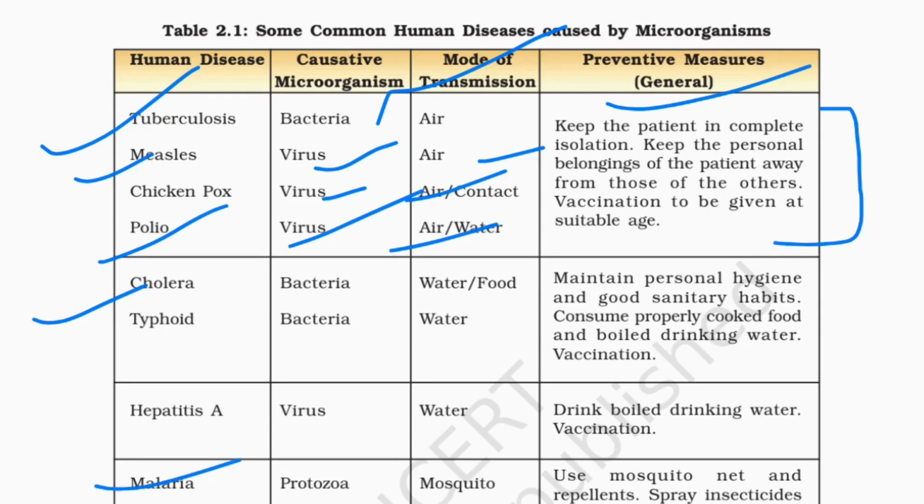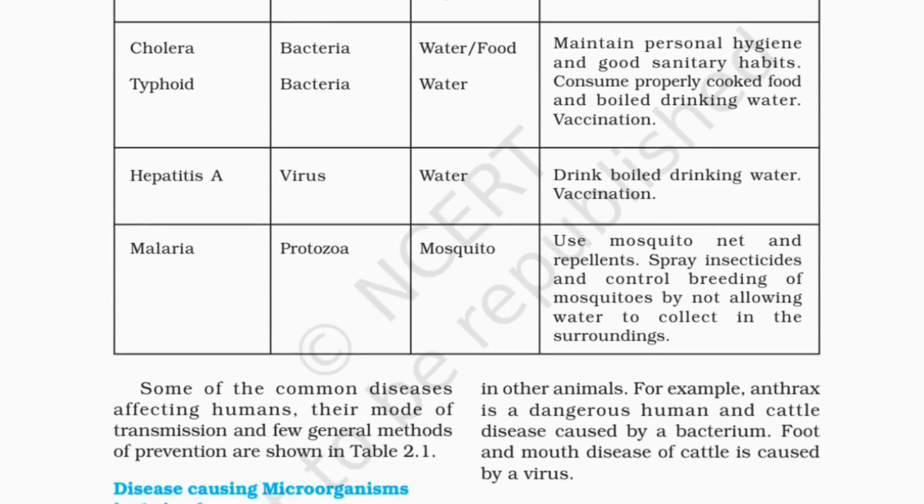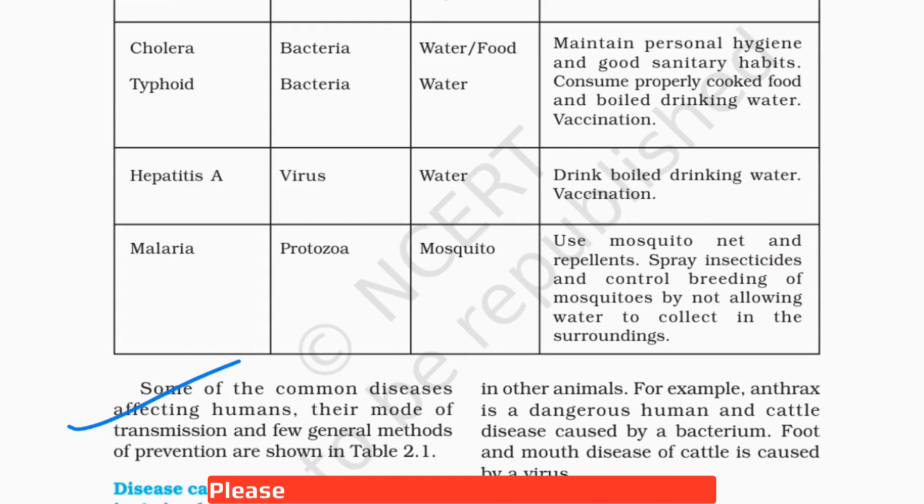Human disease, malaria, causative microorganism protozoa, mode of transmission mosquito. Preventive measures: use mosquito nets and repellents. Spray insecticides and control breeding of mosquitoes by not allowing water to collect in the surroundings. Some of the common diseases affecting humans, their mode of transmission, and a few general methods of prevention are shown here, which we have already discussed.